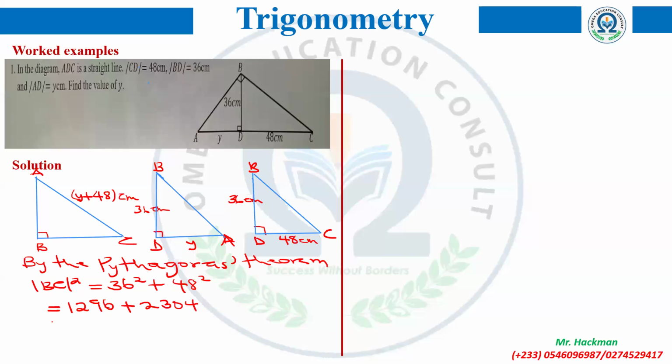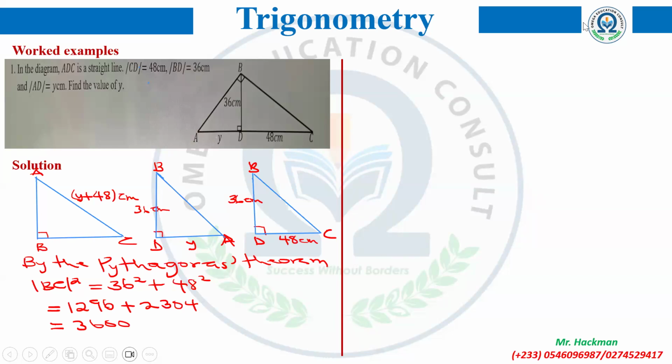Now let's sum that and see what we are going to get. 3600. So that is our BC squared. But remember, we are not looking for BC squared. We are rather looking for BC. So we have to take the square root of both sides. All correct?